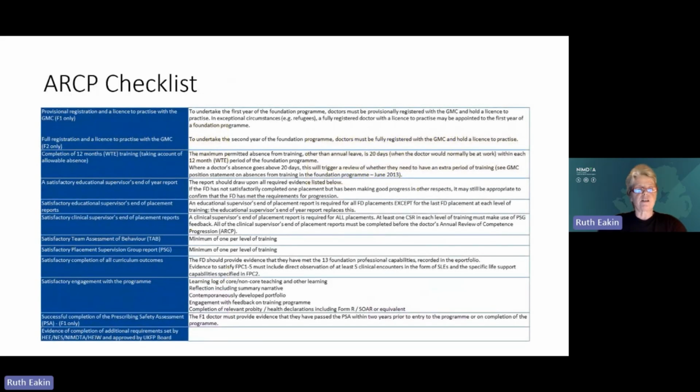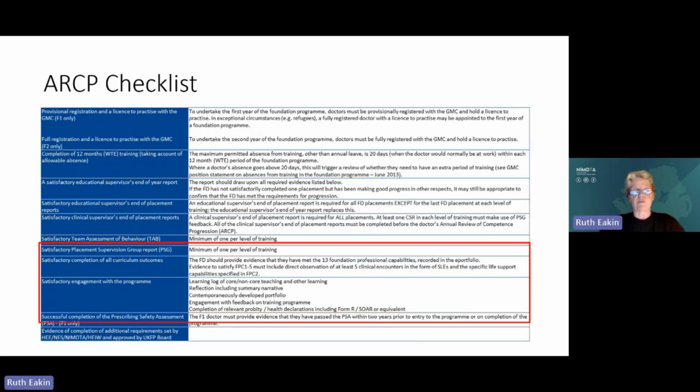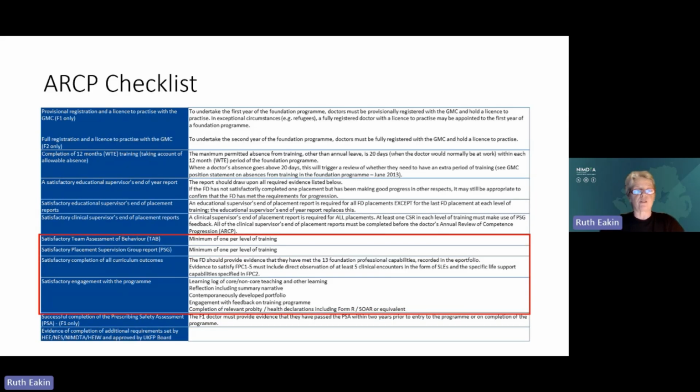So this is the checklist, if you haven't seen it before, with the summative assessments I've mentioned here, and also the PSA for F1s, and the formative assessments here, including the feedback tools, the PSG, Placement Supervision Group, and the TAB, Team Assessment of Behaviour. Please note that this is a contemporaneous portfolio. This is actually a requirement. There it is in the ARCP checklist.